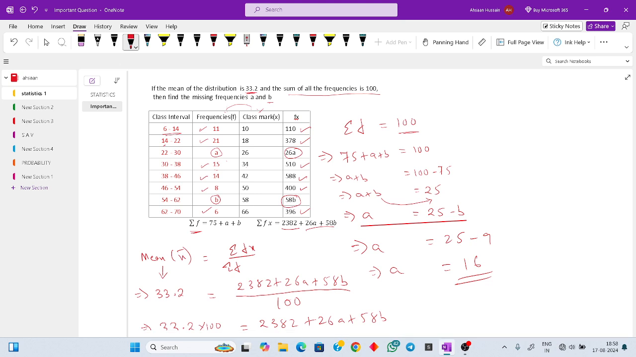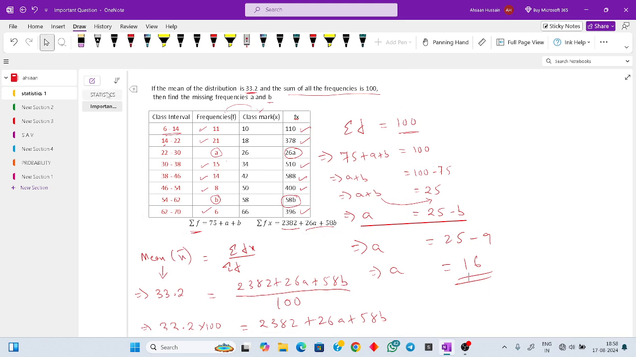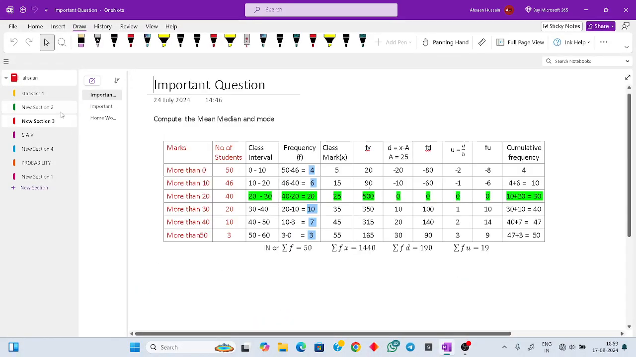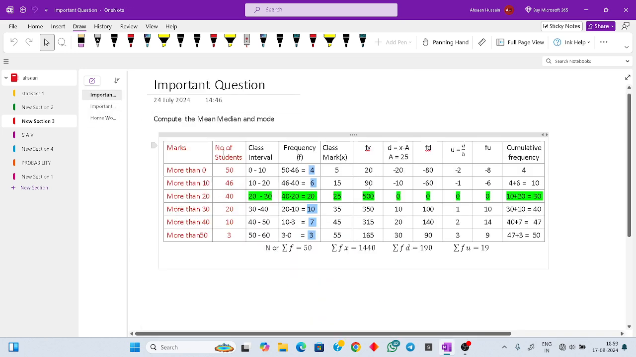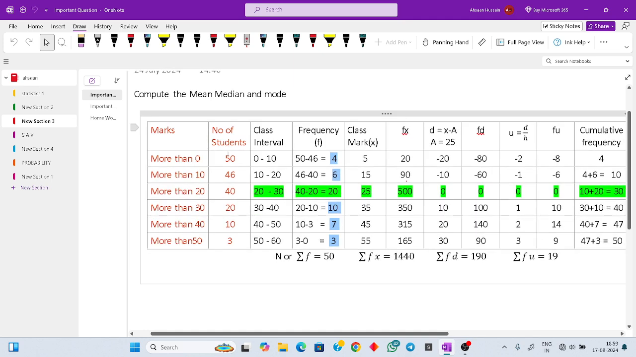So one more question is left in this part. Let's do that one also. One is done. Then here. Okay, this is our last question. Here you need to calculate mean, median, and mode.